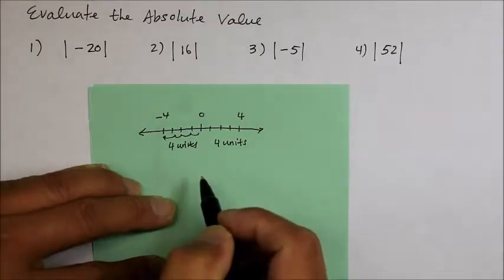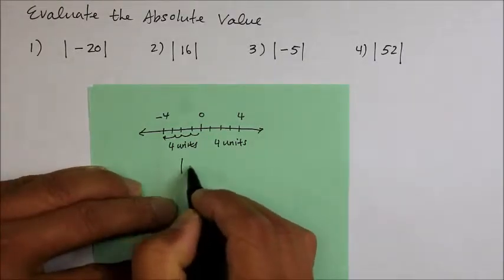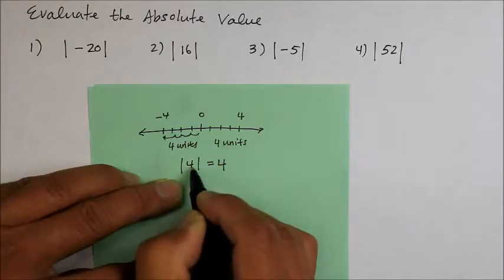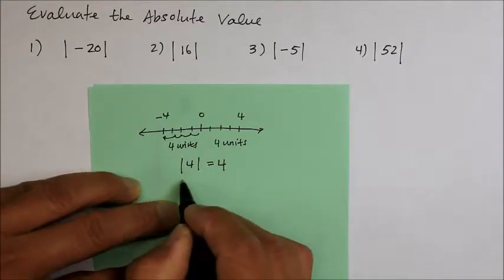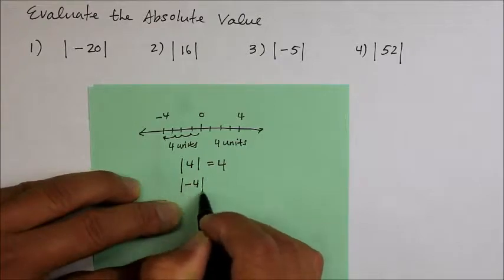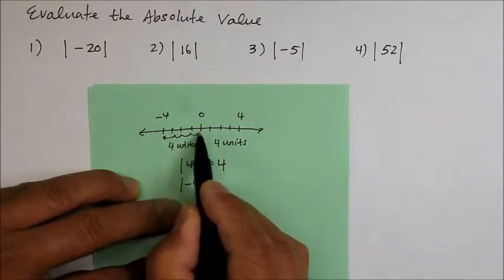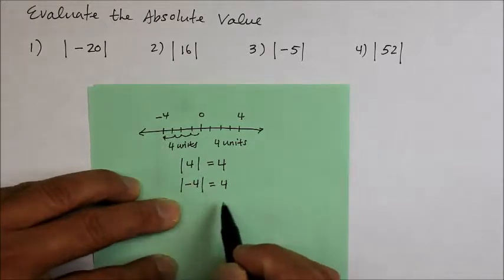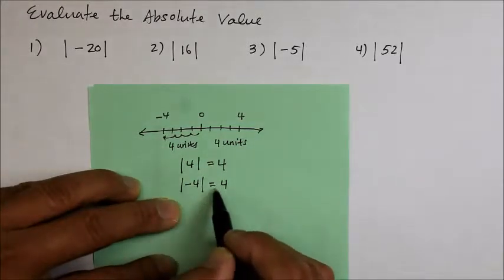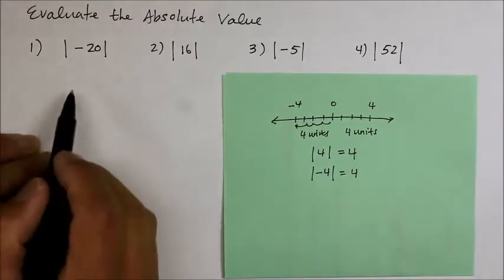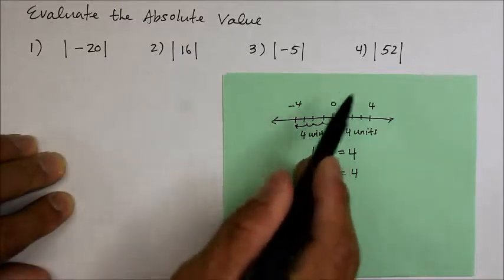So what that means is, if I say, what is the absolute value of 4? You say, there are 4 units from the origin to that 4. And if I asked, what is the absolute value of negative 4? Then you'll say, well, negative 4, from the 0, there are 4 units. And that is why the absolute value of negative 4 is equal to 4. So keeping that in mind, you can try to evaluate 1, 2, 3, and 4. Go ahead.